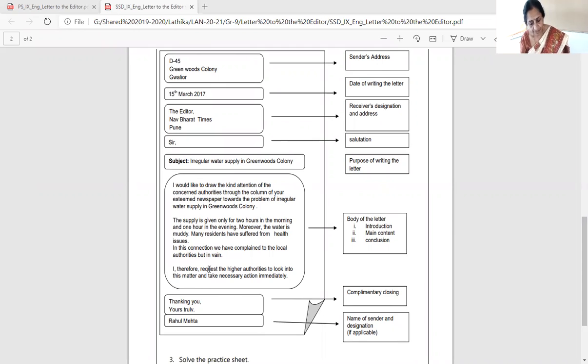Once you've finished, you yourself can give some suggestions which you think can be applied as a solution for this problem in the conclusion part. So finally, you will have the complimentary closing: thanking you, yours truly, yours faithfully. We've already done those different terms that can be used for the closing. And at the end of it, you can leave a line and write the name of the sender.